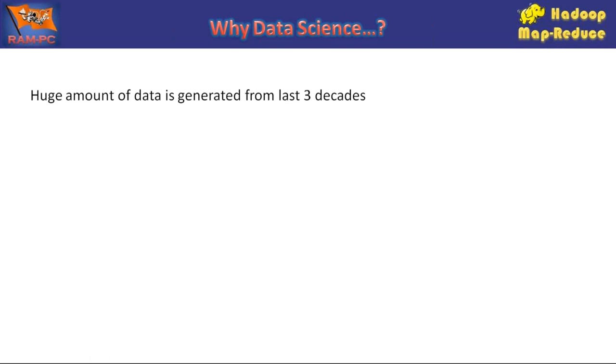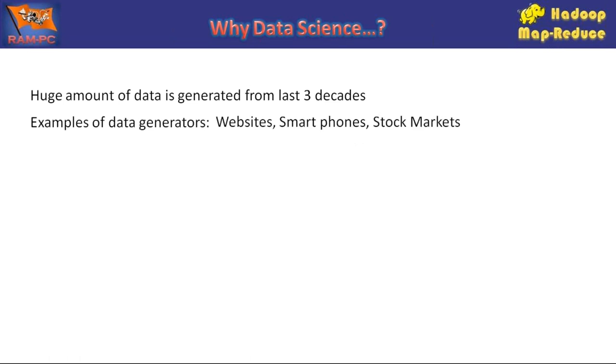A huge amount of data has been generated over the last 3 to 4 decades. Most of the data was in databases because that was the database era. Nowadays it is not only databases. See, WhatsApp messages, Facebook messages, social media has taken an important place in the generation of data. So much data is generated. Who are the data generators? Websites, smartphones, stock markets, and all these are data generators.